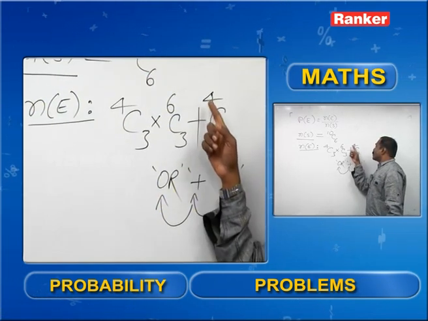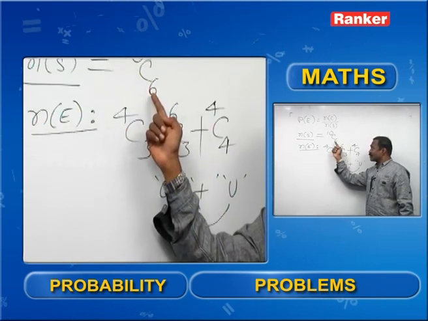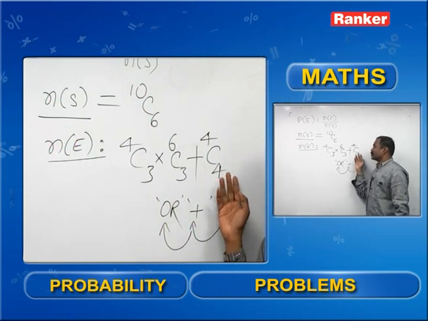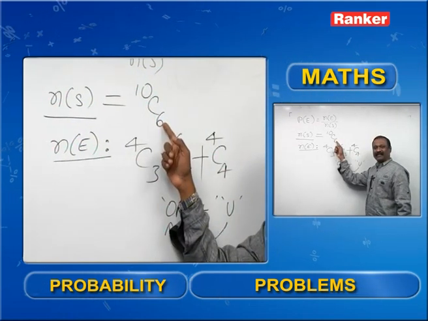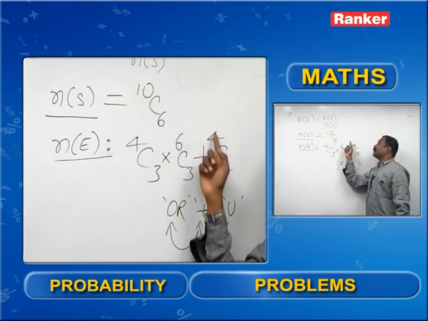What is this? Choosing all defective articles. How many are chosen? Totally 6 are chosen. From 6, how many are already chosen? 4 are already chosen. How many are remaining? 2 are remaining. Those 2 are to be taken from the non-defective items.